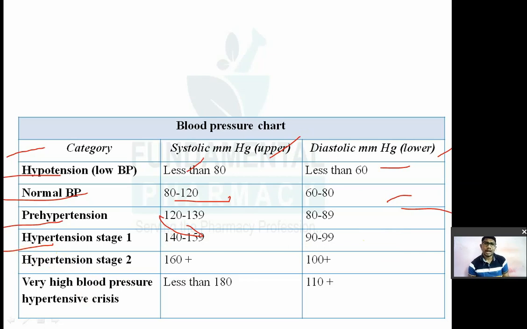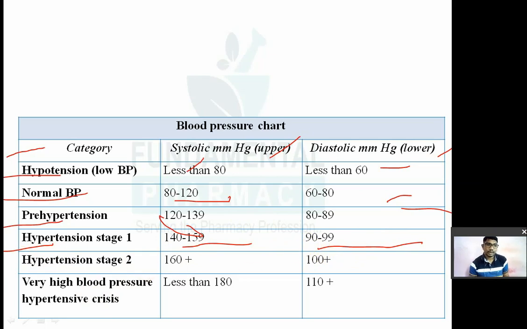Now, first, hypertension stage 1. What do you mean by hypertension stage 1? If your systolic blood pressure is around 140 to 160 and diastolic blood pressure is around 90 to 99, then the person is suffering from hypertension stage 1.